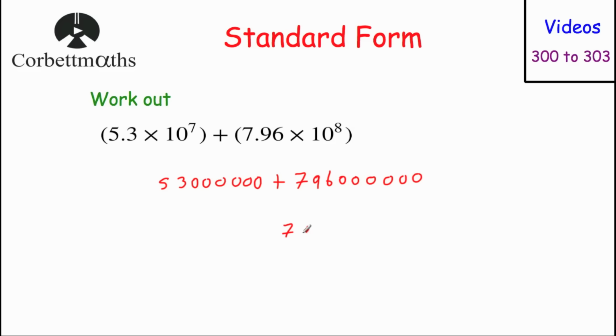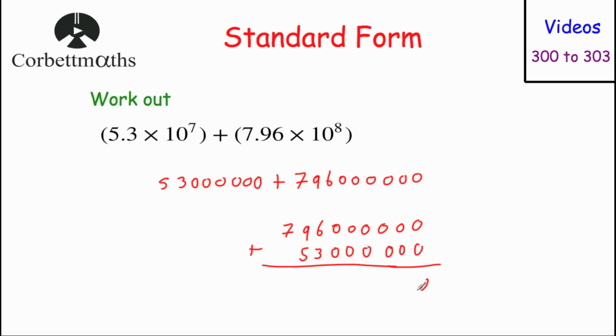So we've got 7, 9, 6, and then six zeros, 5, 3, and then 6 zeros. So 1, 2, 3, 4, 5, 6, and then 3, 5. Okay, and then we're going to add them. So let's just add them and see what we get.